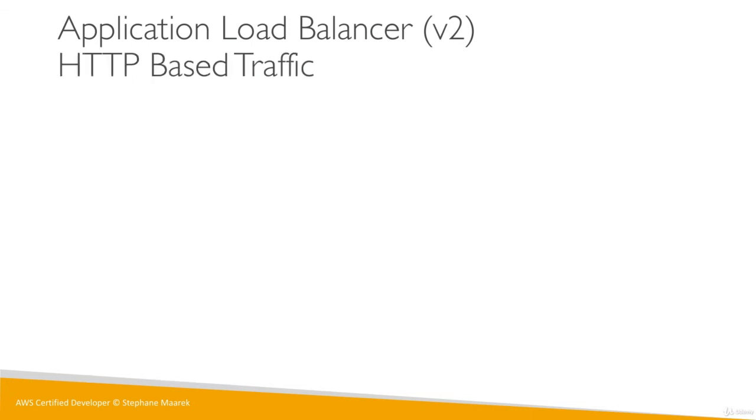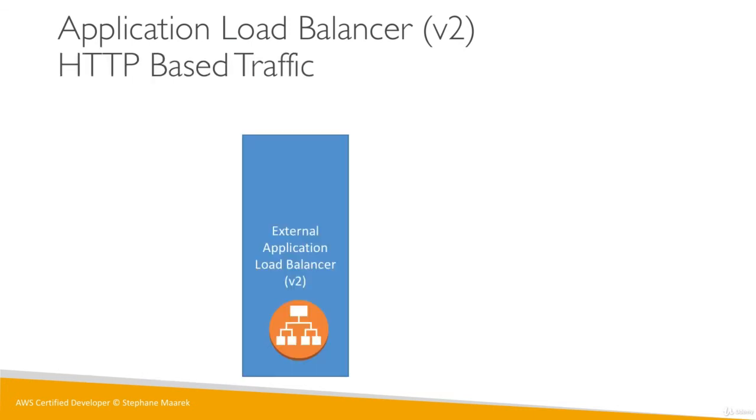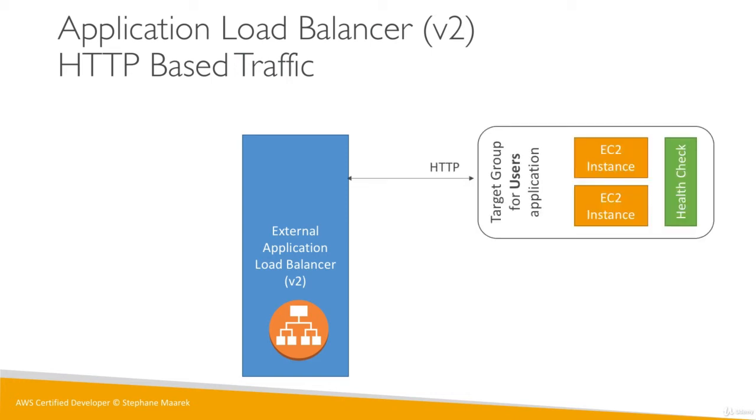So as a diagram, how does that look like? Well, we have HTTP based traffic, and so we have our external application load balancer, V2, and basically there's going to be a target group, and maybe our first application is the user's application. So we have our target group, and we have EC2 instances, and we also define a health check to make sure that these instances are healthy. And so our load balancer will basically direct the HTTP based on the route. So if a user comes and says, I want the route /user, then the load balancer says, okay, I'm going to redirect to that target group on the right-hand side and to the instances that are healthy.